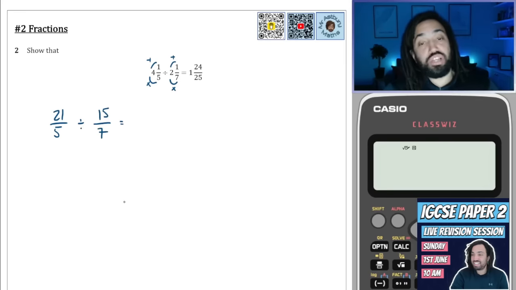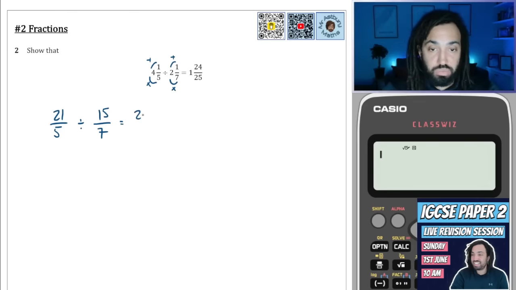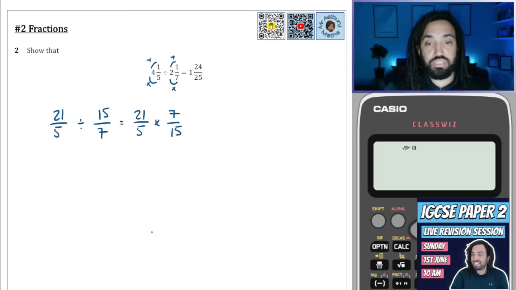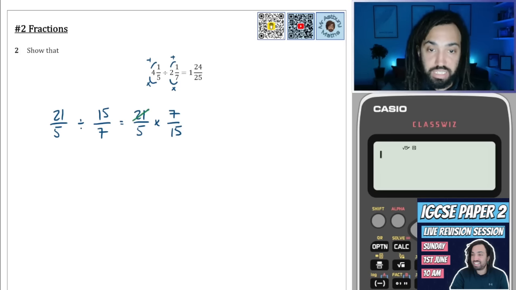And then when we're dividing fractions, we flip the second one over and turn it into a multiplication. So it becomes 7 over 15, like so. And then next we can try and cancel as much as possible. So we can divide this by 3 and this by 3, which will give us 7 and it will give us 5.